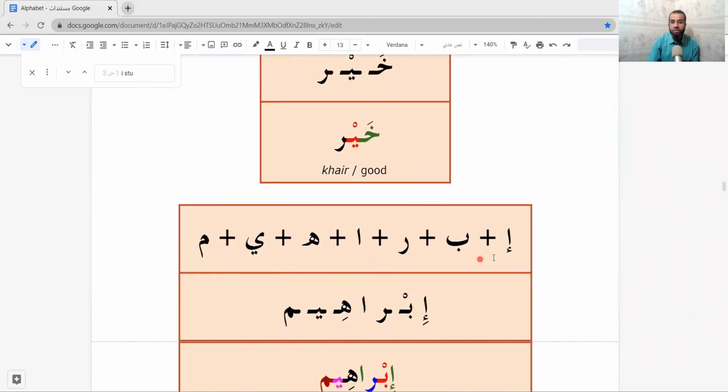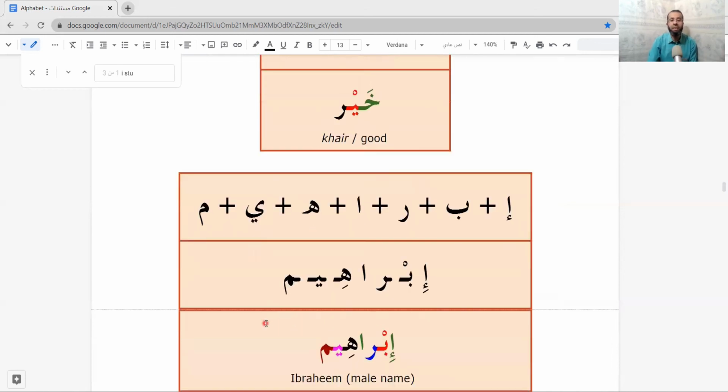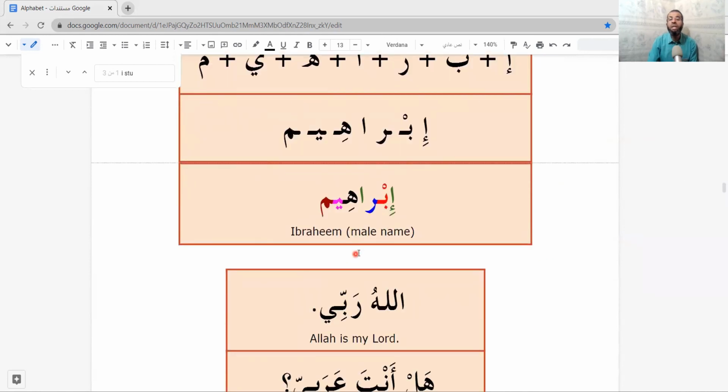This is a long word. It's composed of 7 letters. The Alif is written like this because we say I. It has kasra. We say I. Then the Ba has sukoon, Ib. Then Ra, followed by long vowel, Ibra. Then Ha here with kasra. It will be Hi. Then long vowel, Yi. Ibrahim. This is a male name.